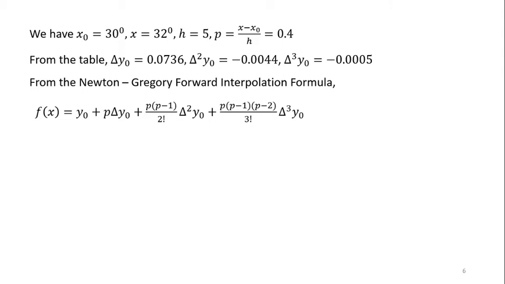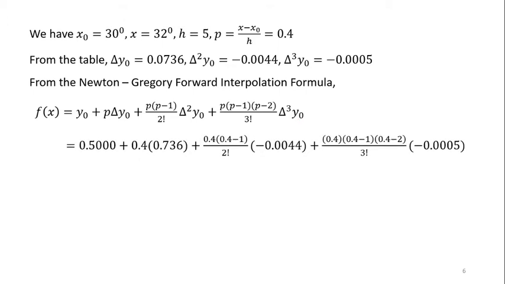f of x is equal to y naught plus p into delta of y naught plus p into p minus 1 by 2 factorial into delta square of y naught plus p into p minus 1 into p minus 2 by 3 factorial into delta cube of y naught. We have the values up to delta cube of y naught only, so we will write the formula up to delta cube of y naught only.